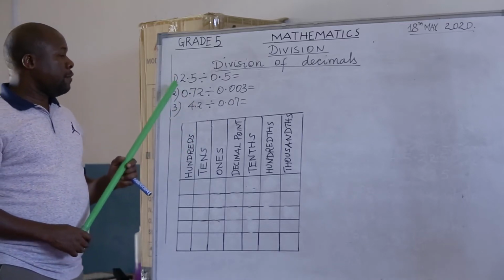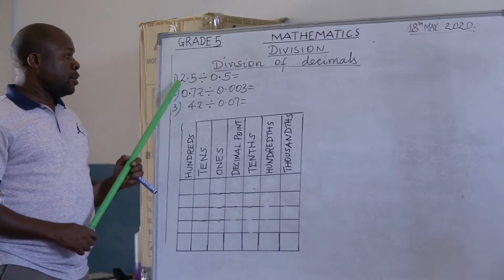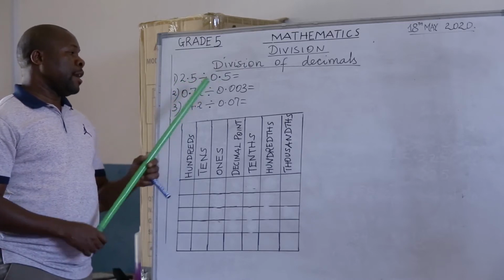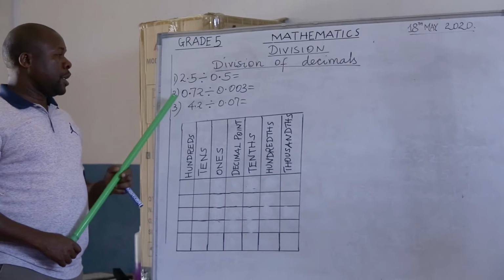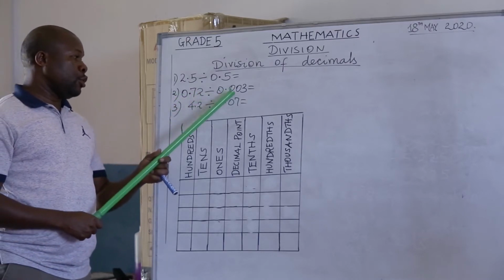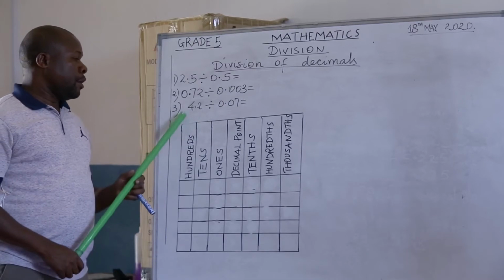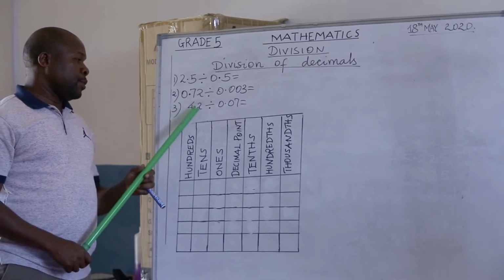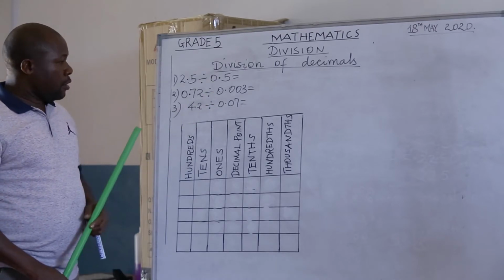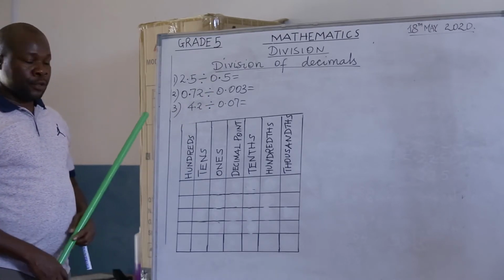Now, take the first case here. We have 2.5 divided by 0.05. The second one will be 0.72 divided by 0.003. Then the last one will be 4.2 divided by 0.07. Welcome, let us enjoy the lesson.